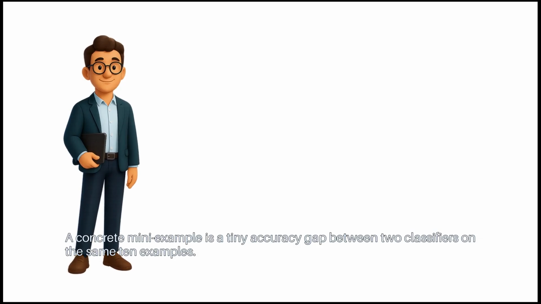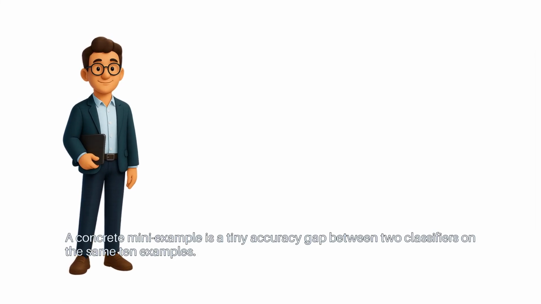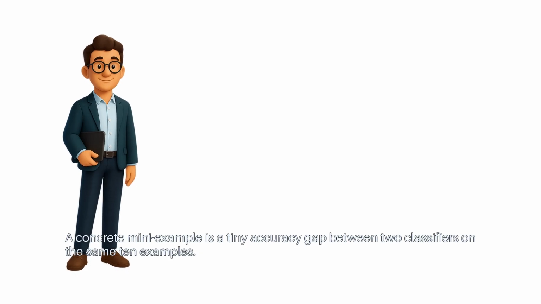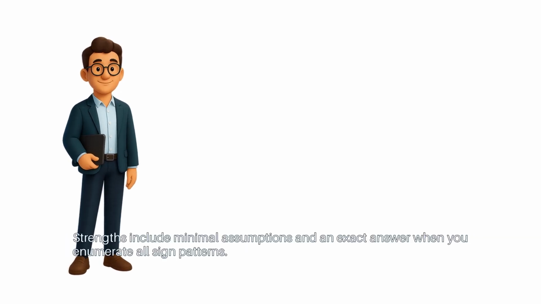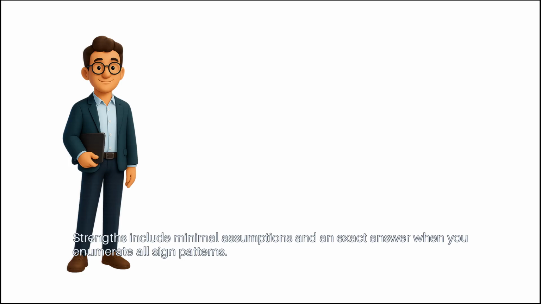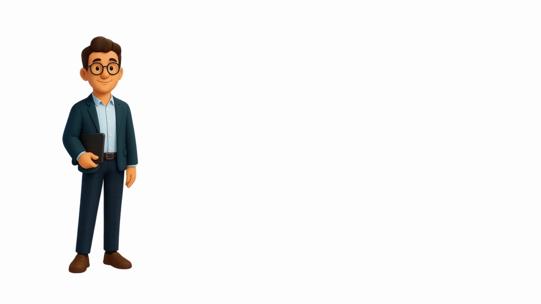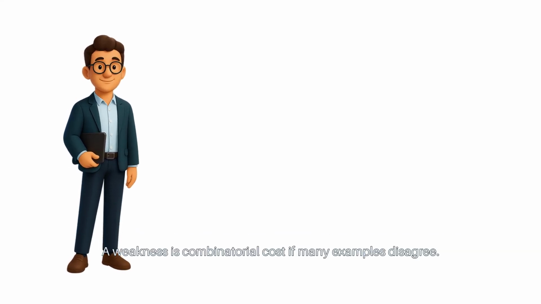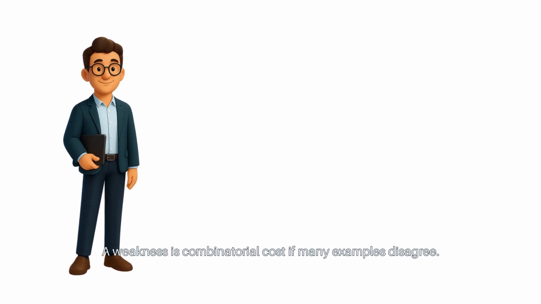A concrete mini-example is a tiny accuracy gap between two classifiers on the same 10 examples. Strengths include minimal assumptions and an exact answer when you enumerate all sign patterns. A weakness is combinatorial cost if many examples disagree.